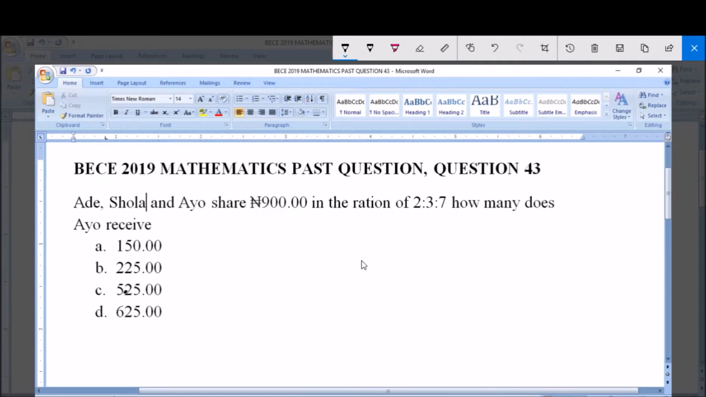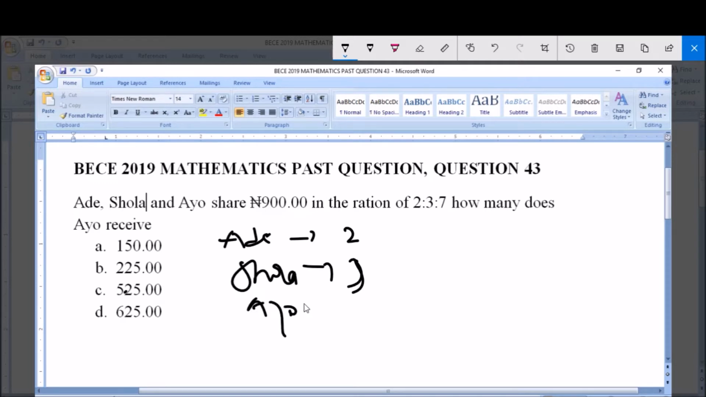Ade, Shola, and Ayo share 900 naira in the ratio 2:3:7. Now, Ade got what? Ade got 2, and Shola got 3, and Ayo got what? 7. Now when you add this together, when you sum this up, you have what? 2 plus 3, 5 plus 7 to give you 12. So the total of all this is 12.